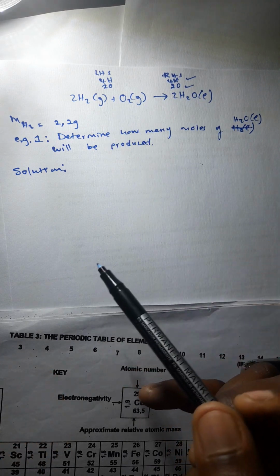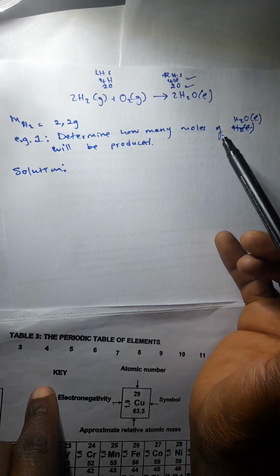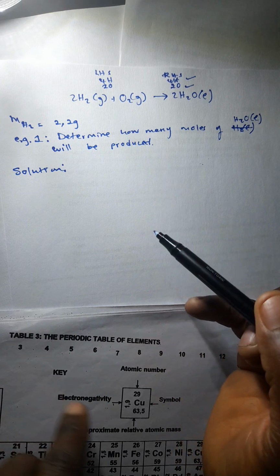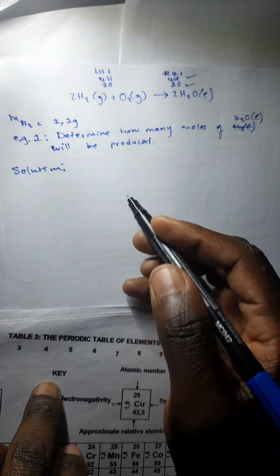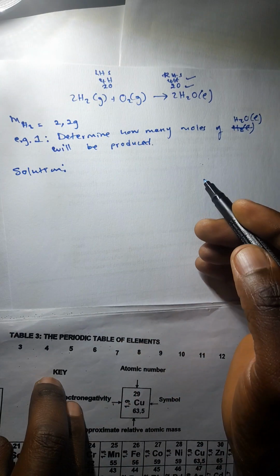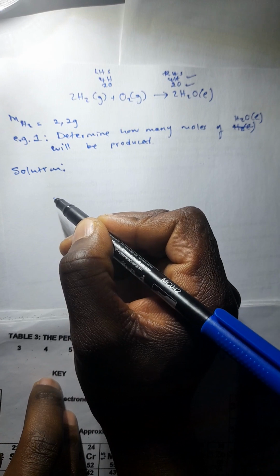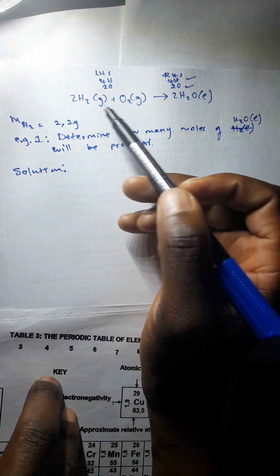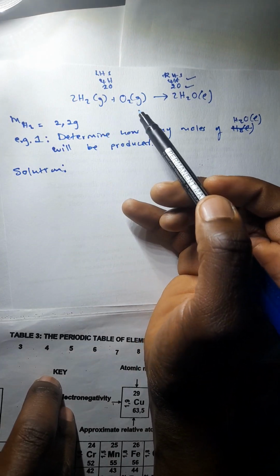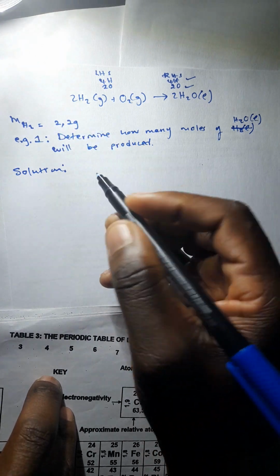Now, the question says determine how many moles of water will be produced. That's what we are looking for. But are we given water? No. So you use whatever is given to you, which is hydrogen. We are given the mass and we said our relationship is in terms of what? Moles. So what does it mean? We must get the moles of hydrogen gas.